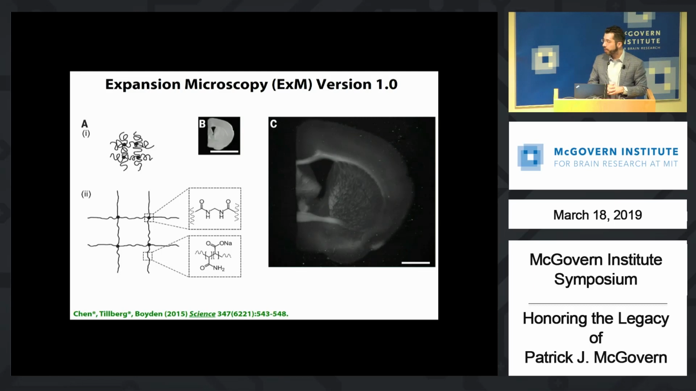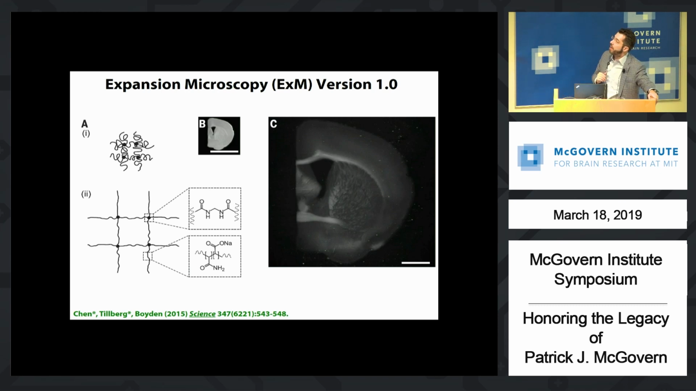We first reported the discovery that we could evenly swell a biological specimen back in 2015. The swelling is not perfect. There's a few percent of distortion over length scales of tens to hundreds of microns, but for the vast majority of biological and medical questions, that's okay. And we are working to make it even more even for the subset of questions that require more precision.